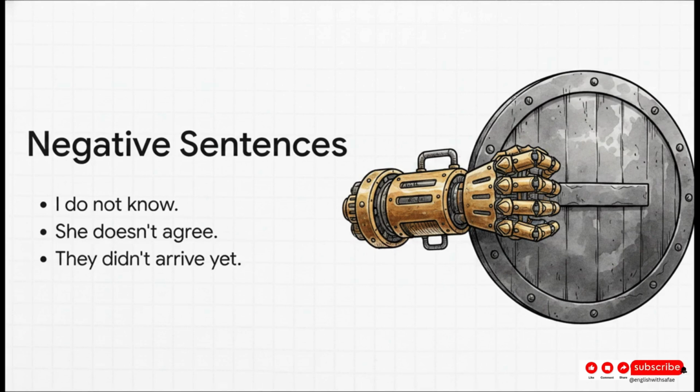I do not know the truth. She doesn't agree with me. They didn't arrive here yet. The variations of do, like doesn't and didn't, they're doing the heavy lifting here. They carry the negativity, letting verbs like know, agree, and arrive remain perfectly intact.